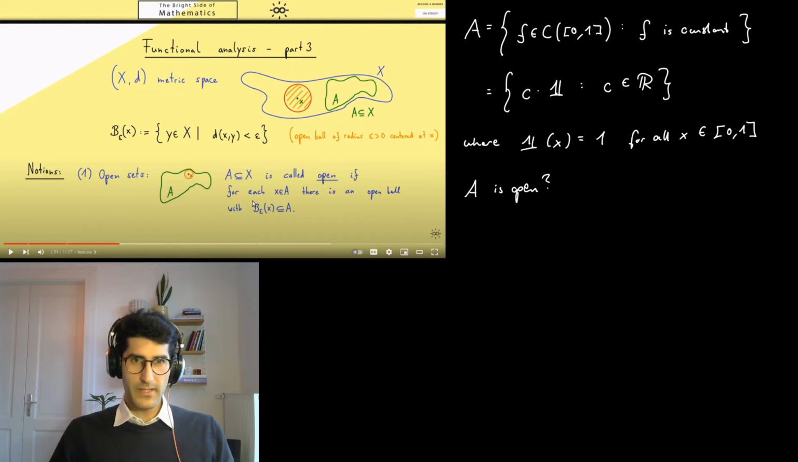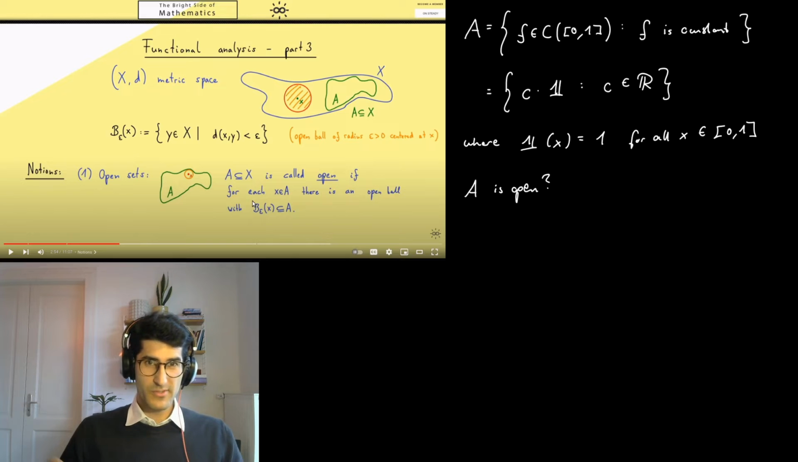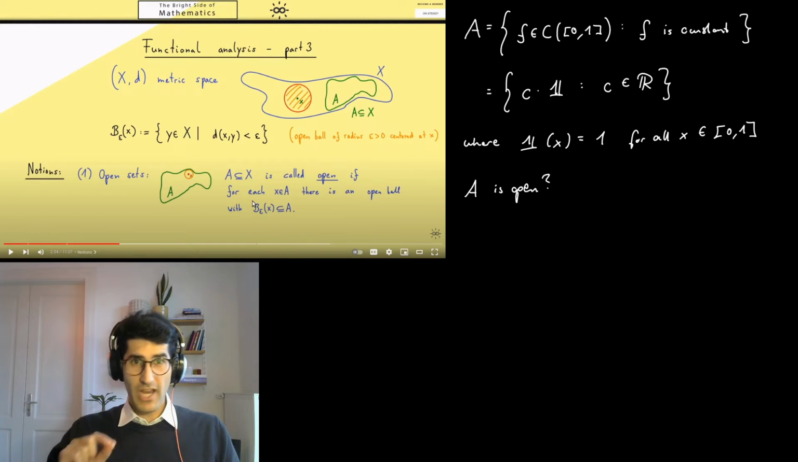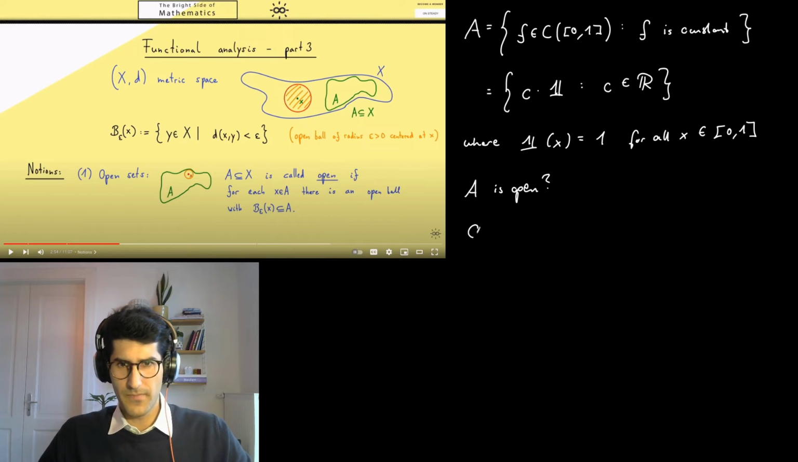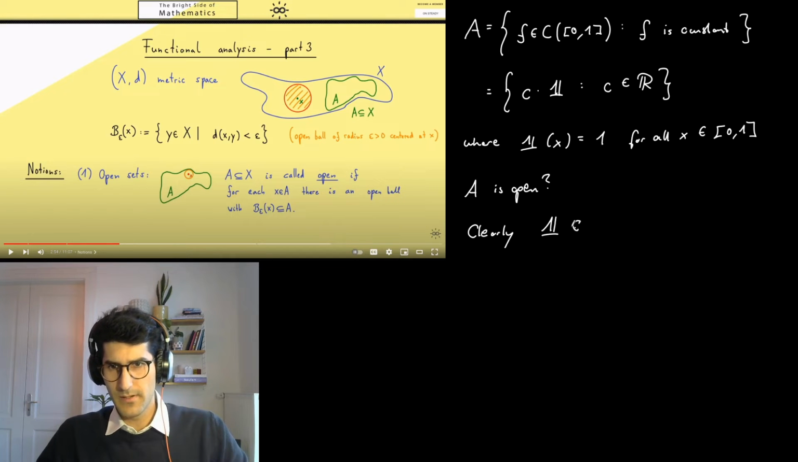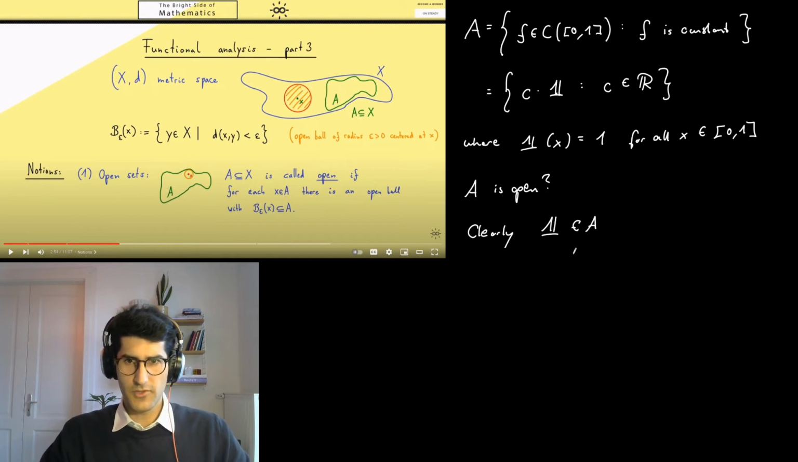But to get a feel for whether this statement will be true or not, it makes sense as a preparation to start out with a single element and check for this specific element the openness condition. If it works, then we may have a chance to prove it also in a similar way for all other elements of the set. If it fails, then we already know the set won't be open. So which function should we start with? Clearly, the constant 1 function is an element of A. It's just constant 1, I get it when I multiply this function with c equals 1.